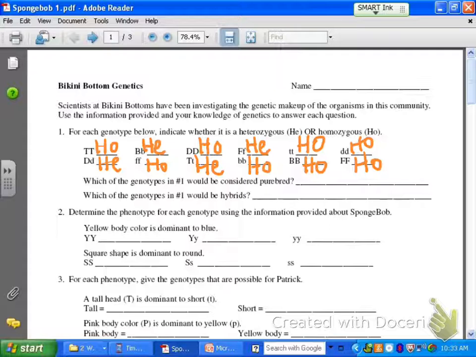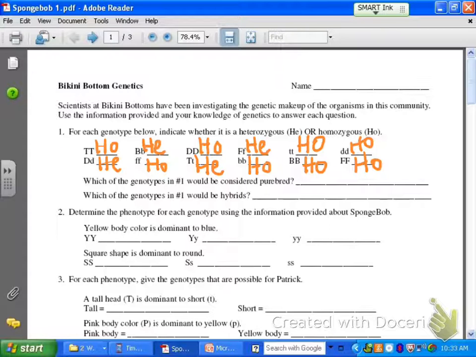Okay, we went through purebred. Does purebred mean same or different? Same. Okay, and you should have all of the ones that were the same listed there. I believe we did that together on Friday, right? Okay, hybrid means different.